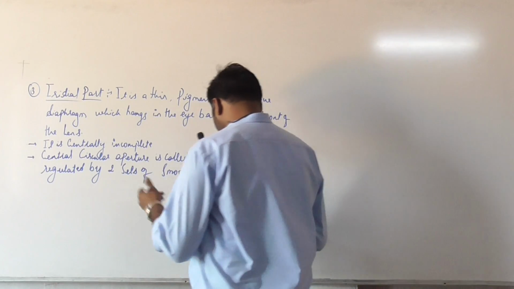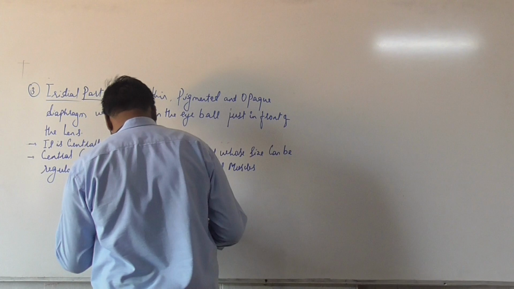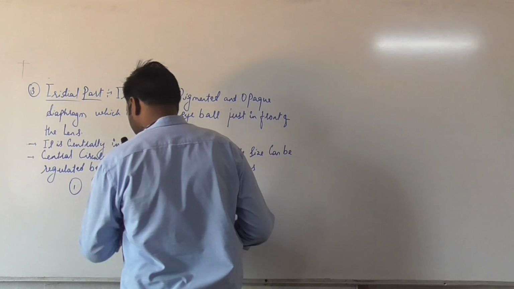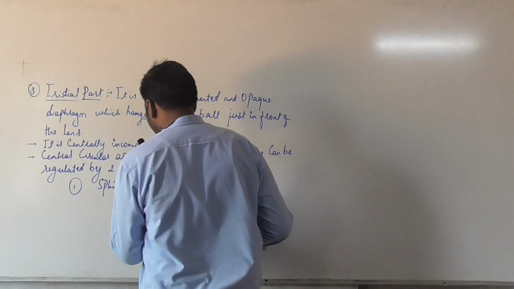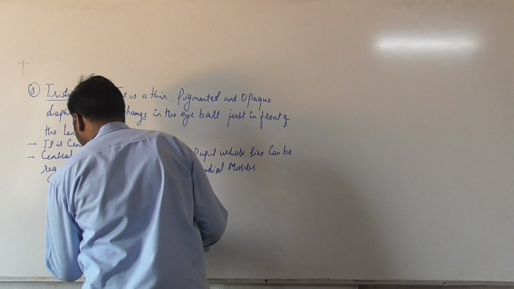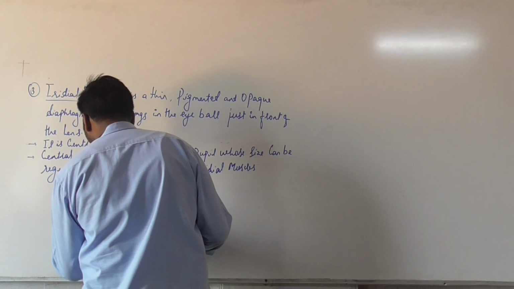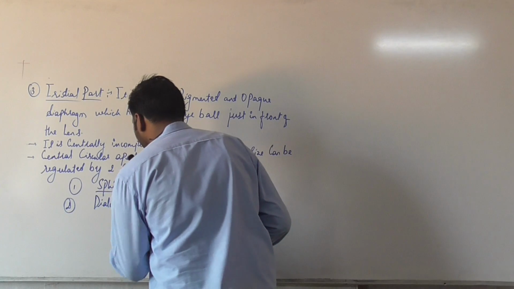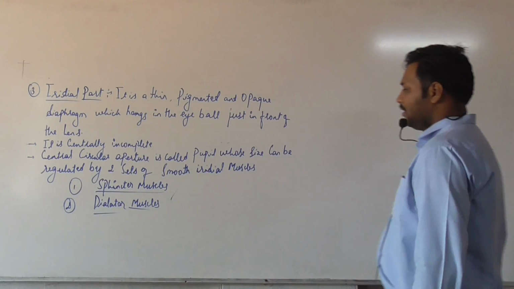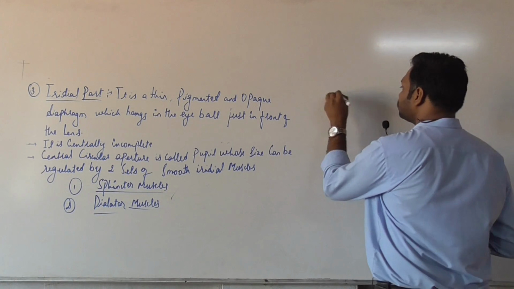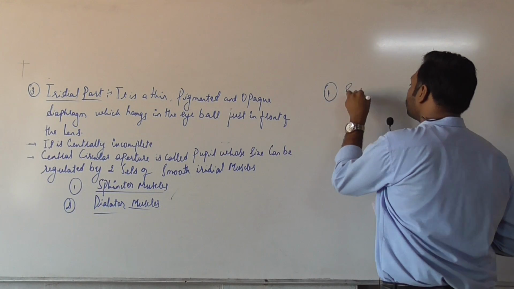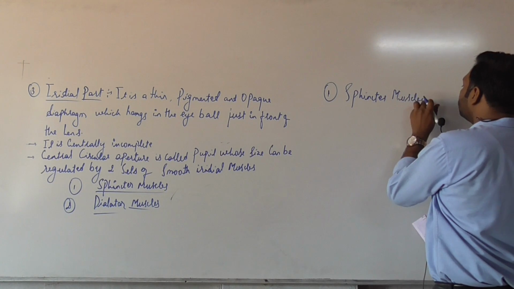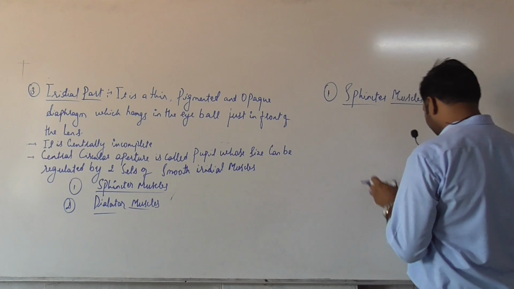Let's see. Number one, the sphincter muscles. And number two is the dilator muscles. Sphincter muscles and the dilator muscles. Now let's start with the first one, that is the sphincter muscle. Now what are these sphincter muscles exactly?